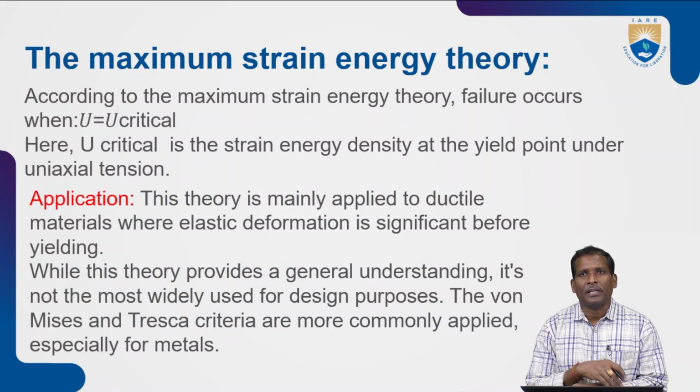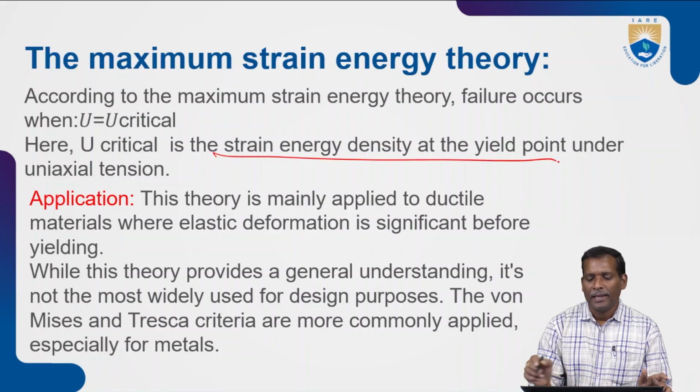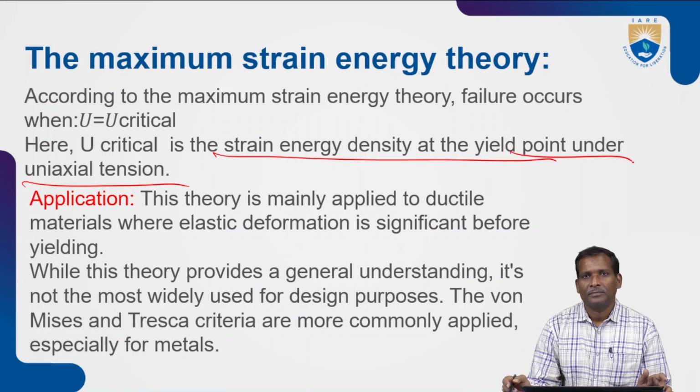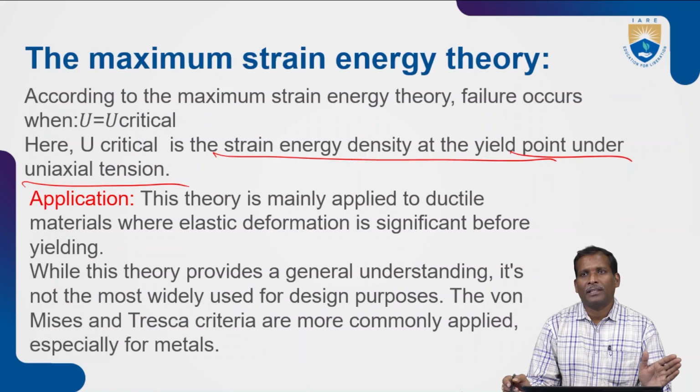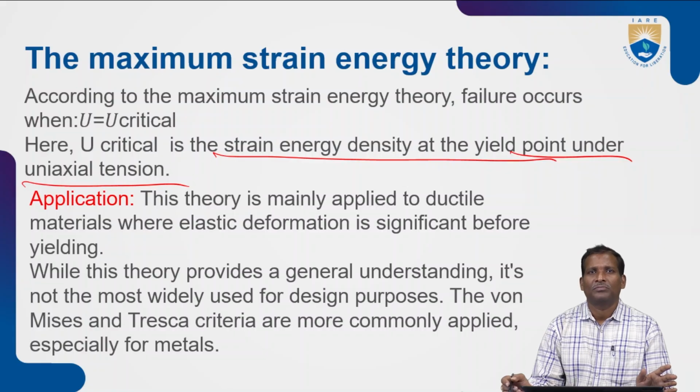According to the maximum strain energy theory, failure occurs when U reaches the critical value. Here U critical is the strain energy density at the yield point under uniaxial tension, the strain energy density at the yield point under uniaxial tension reaching its critical value.